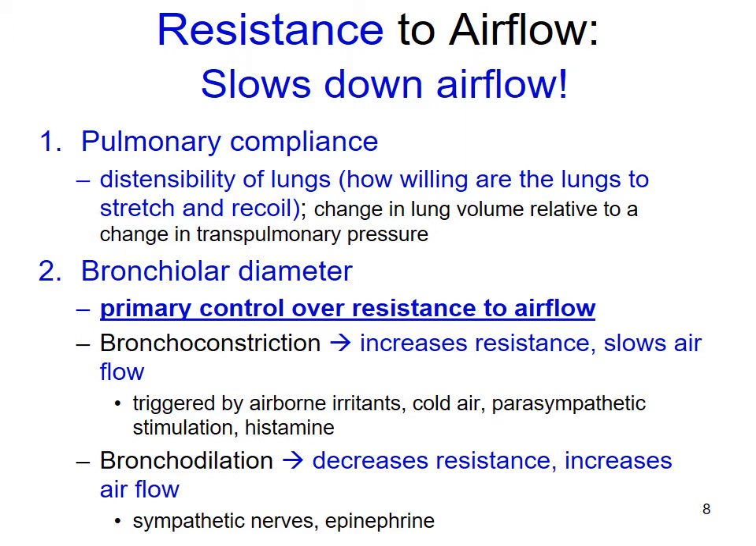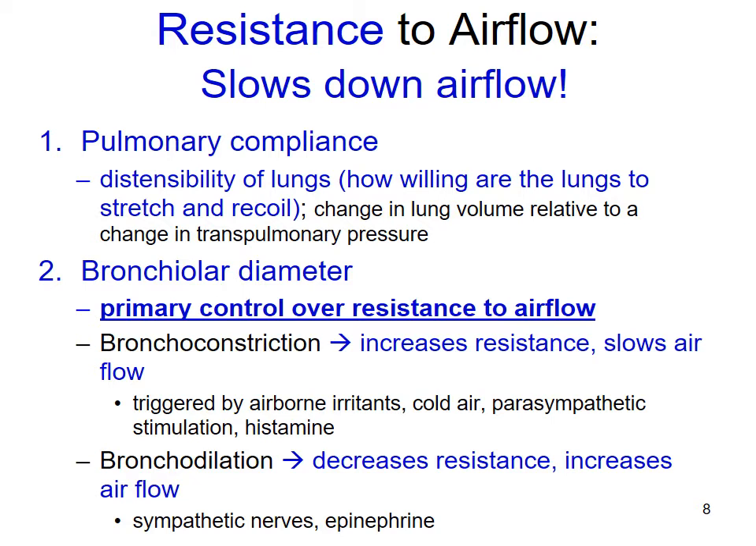The first one is going to be pulmonary compliance. The second one is going to be the diameter of the bronchioles. And then the third one is going to be the alveolar surface tension, which I'll show you on the next slide. Let's go ahead and take a look at pulmonary compliance.